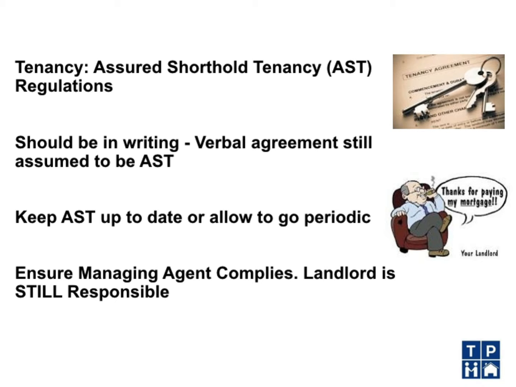The other thing about an AST is that you will find that it can go periodic. So let's say you've put a 6-month tenancy in place, and then it goes from that contractual 6-month period to a rolling, let's say, monthly period. That's what's called a periodic tenancy. So if you decide to put a periodic tenancy in place, then you could end up with a periodic tenancy that runs on for years and years and years.